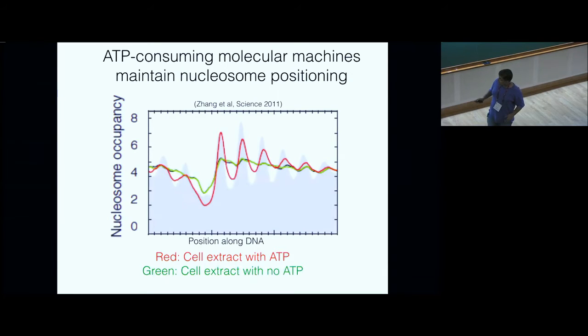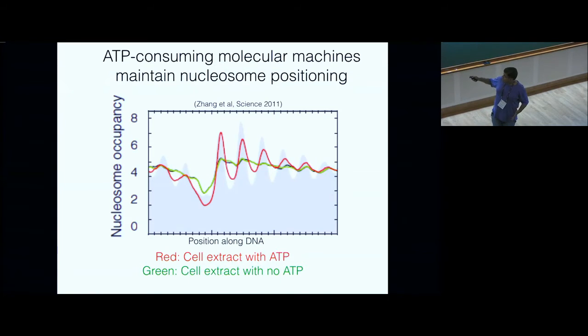For example, what is plotted here is the nucleosome organization along the DNA near the transcription start site. Somewhere here is the transcription start site, and this is the typical coding region. This y-axis is nucleosome occupancy, which is basically the probability of finding nucleosomes at that region. And as you can see, this is averaged over all genes in yeast. If this was completely random organization, you would expect a flat curve.